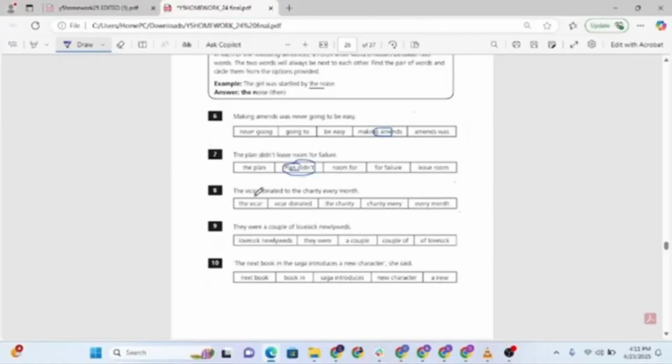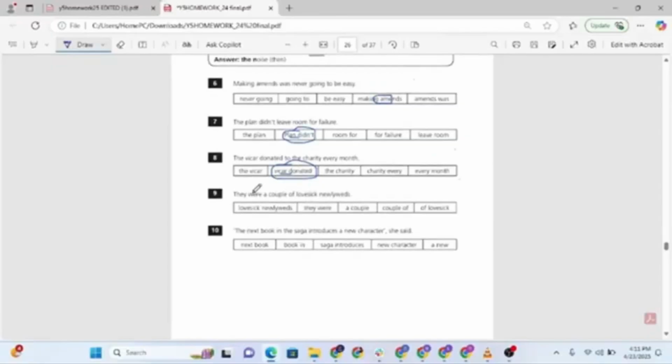Question 8. The correct answer is the word card. This is because the four-letter word card is hidden between the words vicar and donated. The word vicar joined with the word donated becomes the word vicardonated. Inside the word vicardonated, we can find the letters C-A-R-D together. Therefore, the correct answer is the word card.